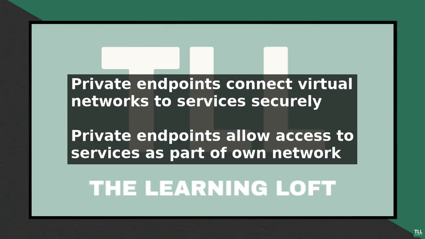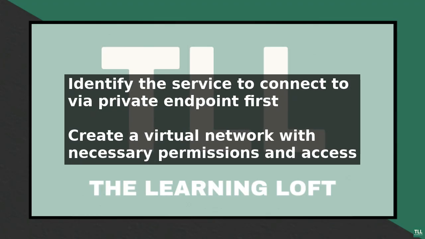First, identify the service you want to connect to via private endpoint, such as a database or storage service. Next, create a virtual network and ensure it has the necessary permissions and access controls in place. Then, create a private endpoint in your virtual network, specifying the service you want to connect to and the subnet where the private endpoint will be located.